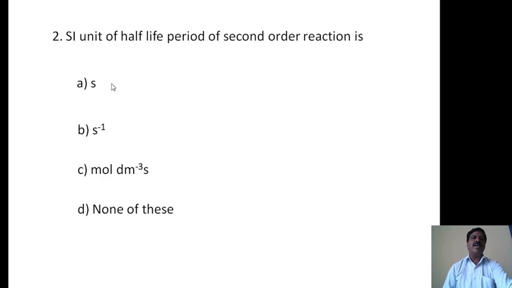Second one: the SI unit of half-life period of a second order reaction is, the options given are: A, second; B, per second; C, mole dm cube per dm cube second; and D, none of these. Again, I will give 10 seconds. You have to choose the correct answer.